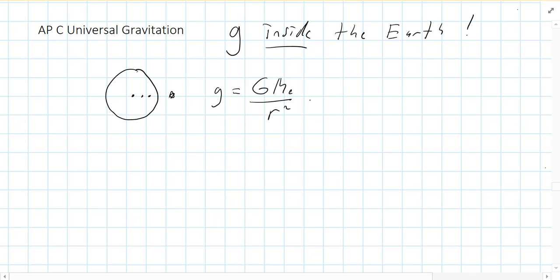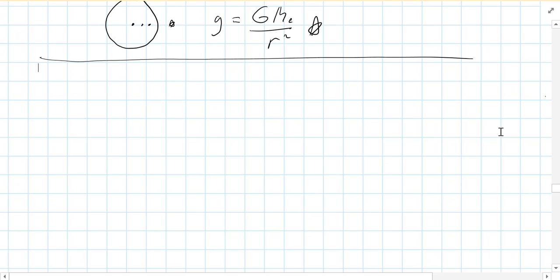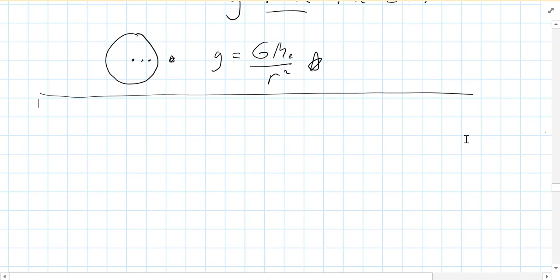So this equation is just fine when you're at the Earth's surface or outside the Earth. But if you try to dig into the Earth, this equation is not correct. It's invalid. So how do we figure out what little g is inside the Earth? Well, I'm going to do a different example first to get you into the flavor of this.